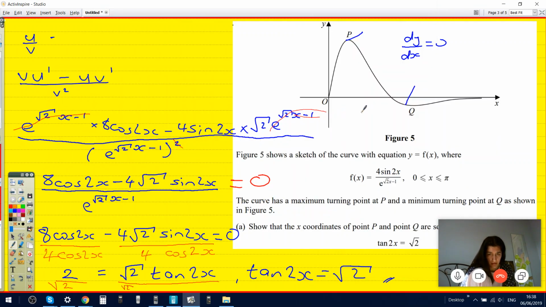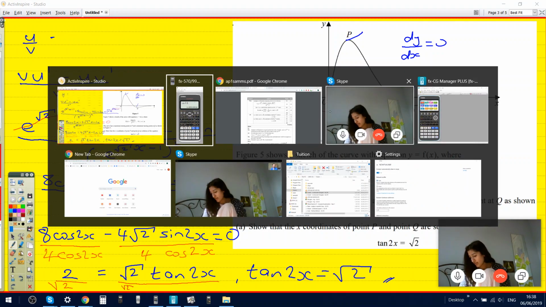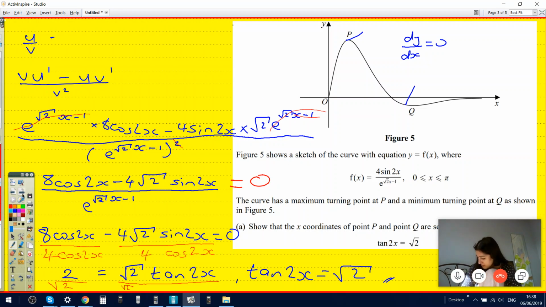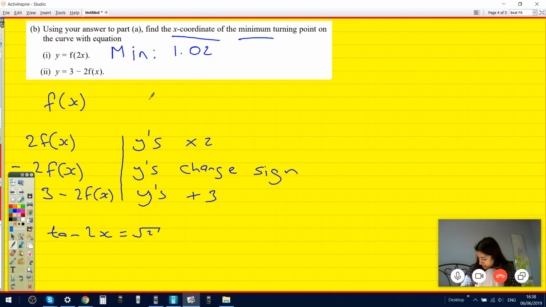So you worked out the minimum when it's y equals the f of 2x. What is actually this minimum coordinate? 4.7, something like that. 2.048. So I think that's it. Hang on. What did it ask us for? Use your hands to find the x coordinate of the minimum point on the curve with this equation.